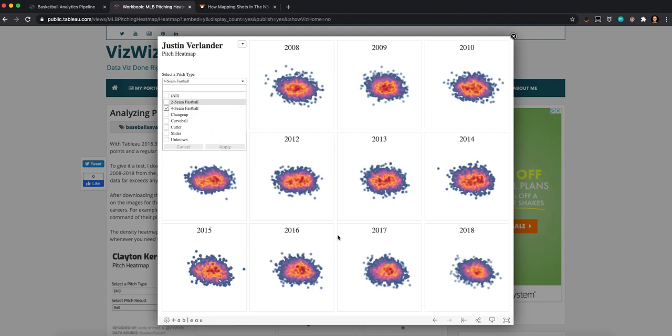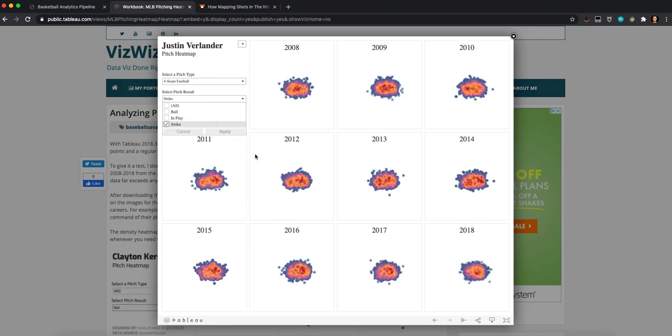So each pitch is being tracked here. And you can also look at these by result. So let's see if we just want to look at the pitches that resulted in strikes. All right, those are kind of right down the middle, and you can see they're pretty consistent over time.